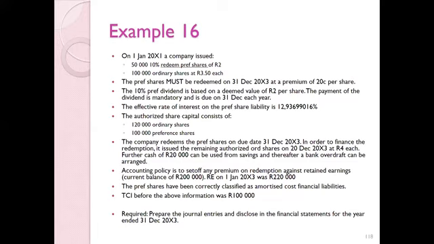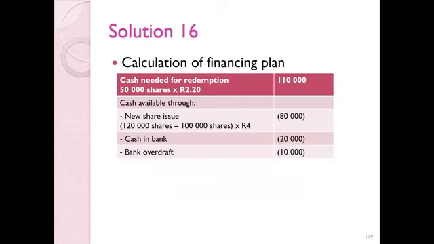The total comprehensive income before the above information was 100,000 Rand. You're required to prepare the journal entries and disclose in the financial statements for the year ended 31st of December 20X3. So a lot of information all consolidated within a single question, and we can draw on all of our knowledge to apply it when we are generating our solution. So we firstly need to calculate our financing plan.